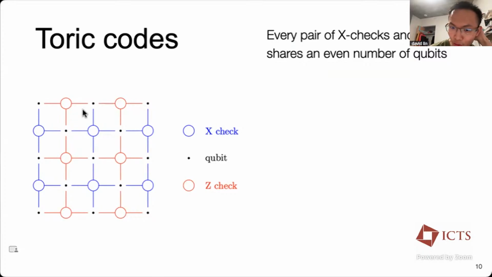The first thing we can do is to verify that this is indeed a quantum code. How do we verify it? Well, you need to make sure that for every pair of X and Z checks, they share an even number of qubits. For example here, indeed they share an even number of qubits. You can check it for other pairs, and they all satisfy it, and this really defines a quantum code.